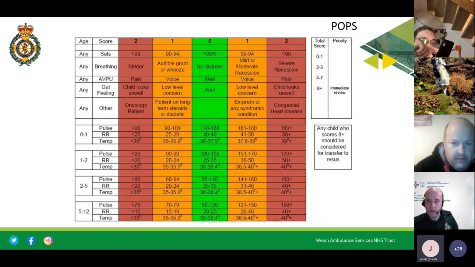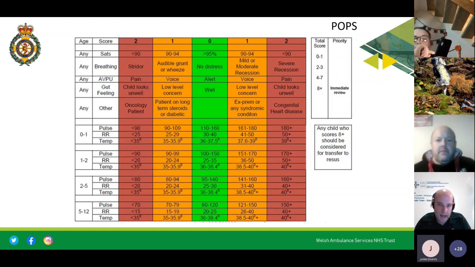POPS then. We've talked about NEWS in our CPD, and POPS is the child version of it. POPS stands for Paediatric Observation Priority Score.